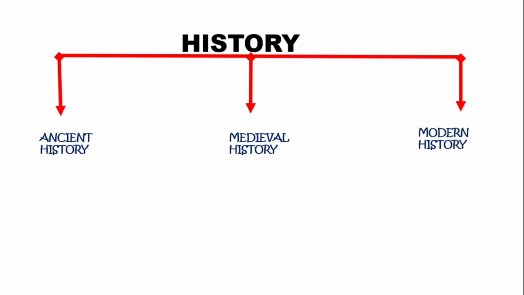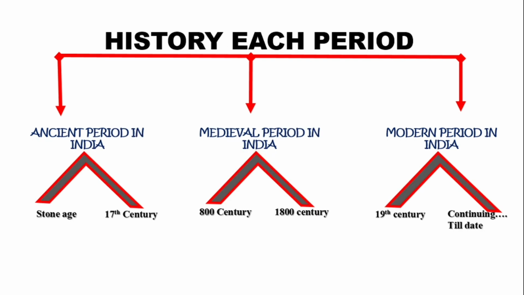History has been divided into three periods: ancient history, medieval history, and modern history. Each of these periods has different importance, different kinds of stories and civilizations, and its own importance in every historical period. Ancient history you have already completed in class 6. In class 7 you will be focusing on medieval history. So let us focus deeply on the periods and the importance of each period.